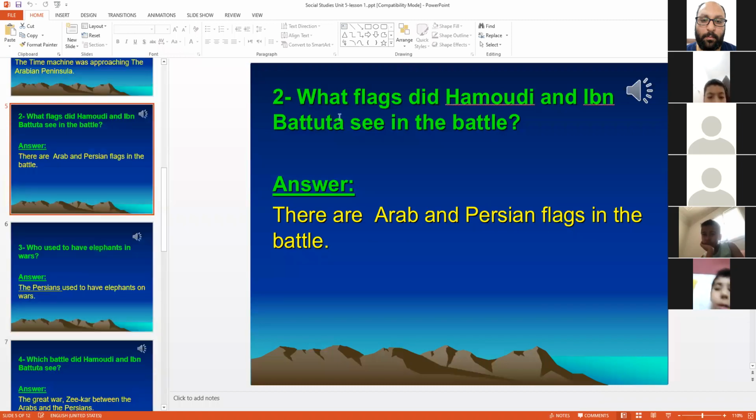Question number 3, what flags did Hamoudi and Ibn Battuta see in this battle? They saw the Arab and the Persian flags in the battle.